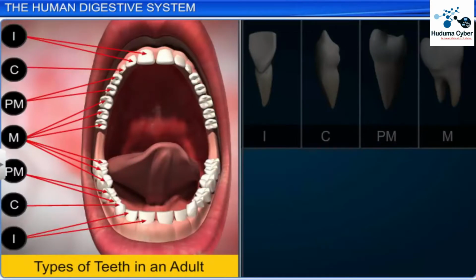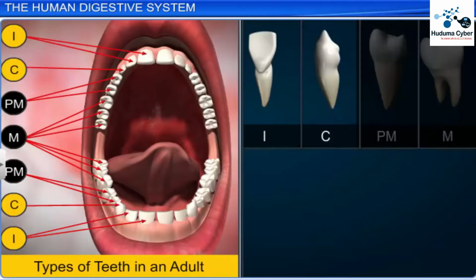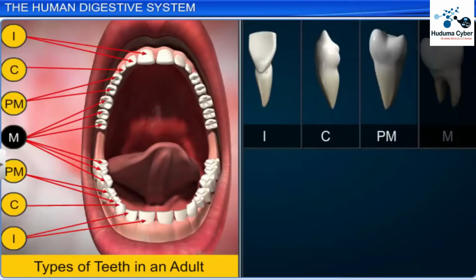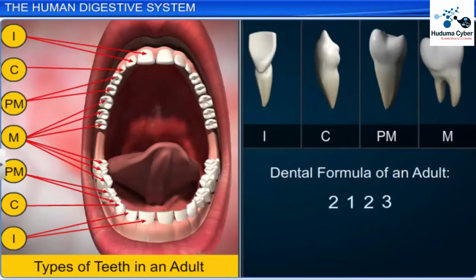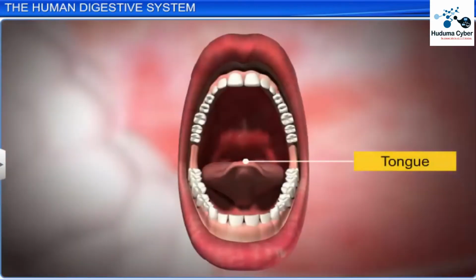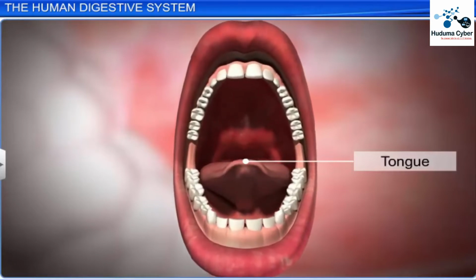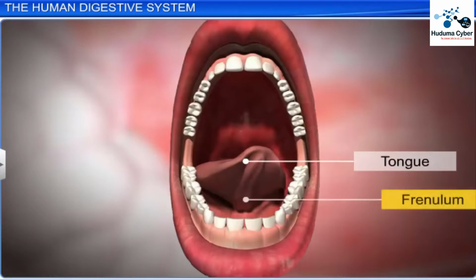The arrangement of teeth in the upper and lower half of the jaw, in the I, C, PM, and M order, is expressed using the dental formula 2123 upon 2123. The tongue, the second member of the oral cavity, is a freely mobile muscle attached to the floor of the oral cavity by the frenulum.